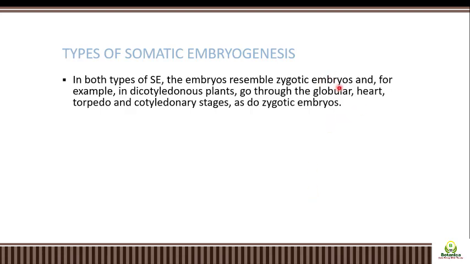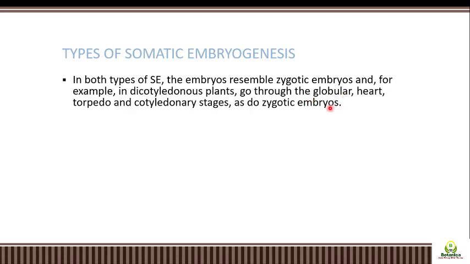So these stages, from the globular to the cotyledonary stage and the intermediate stages, are all found in somatic embryogenesis as well, in somatic embryos. But the difference between these two types is in the development: either direct development or indirect development, as in the zygotic.